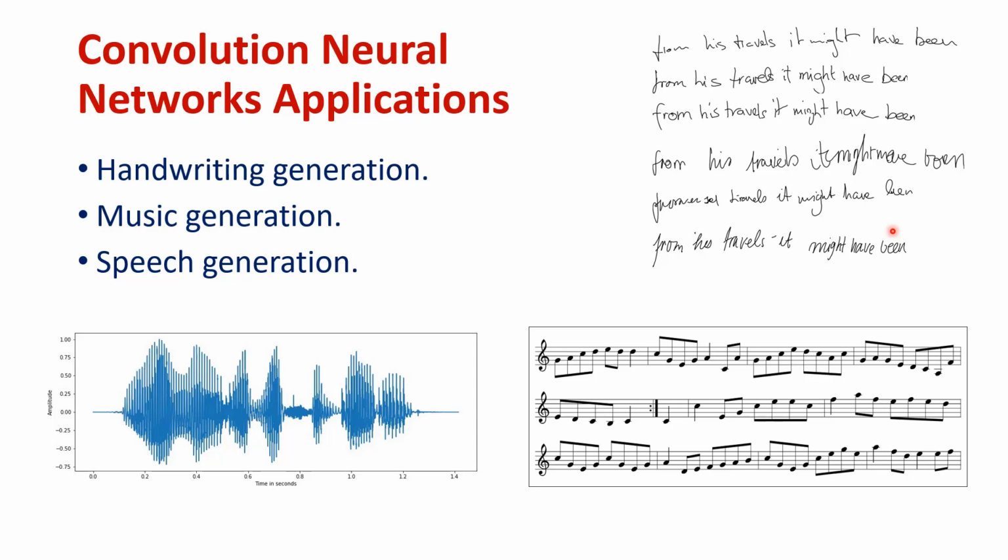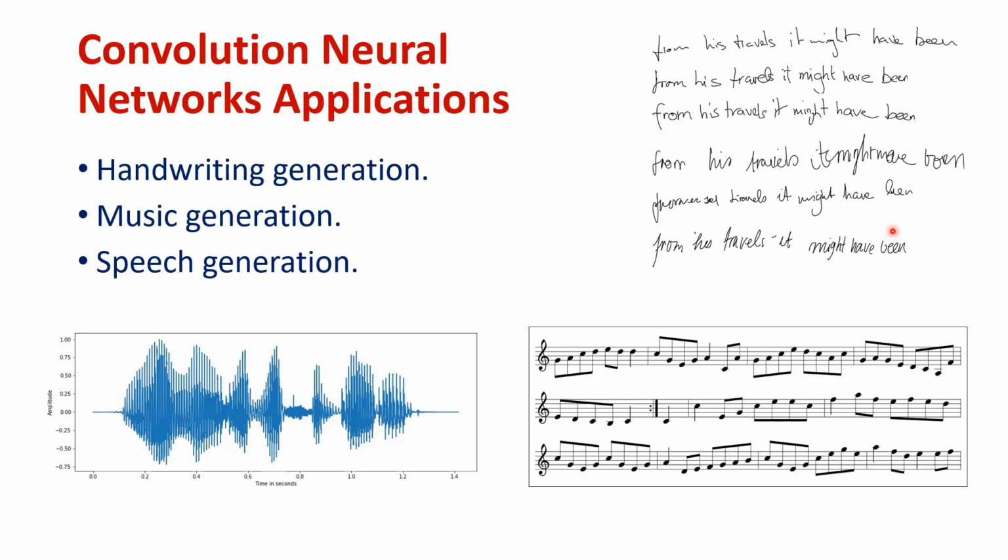Springer and Elsevier articles are also good resources. So handwriting generation, actually not only recognition, is how we can learn the way somebody is writing, and then we can generate text. Music generation is also a very promising area. I know some people from Germany are working on this topic, and also speech generation.